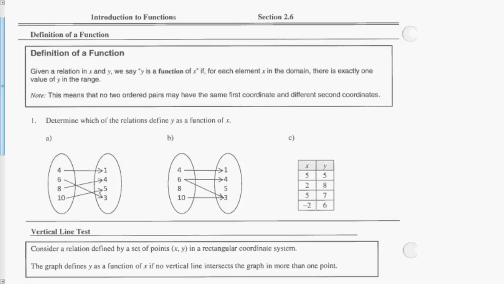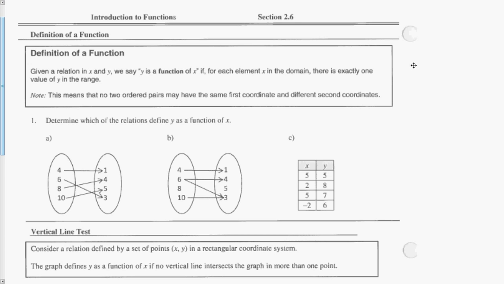In the previous section, we talked about relations and how relations were ordered pairs, and we listed domains and ranges of relations. That's mainly what we talked about in the last section, was how to get a domain and range for a relation. Now we're moving on and we're going to talk about functions. And functions are just special relations. Functions are still relations, but not all relations are functions.